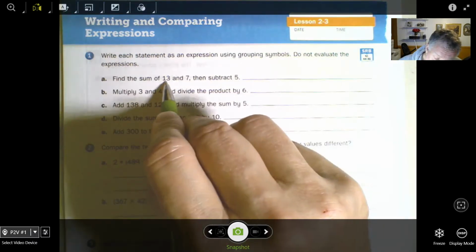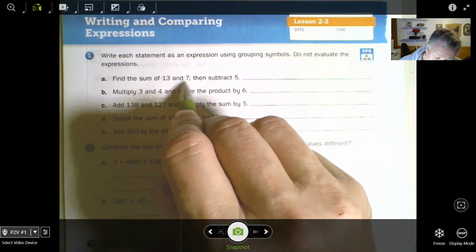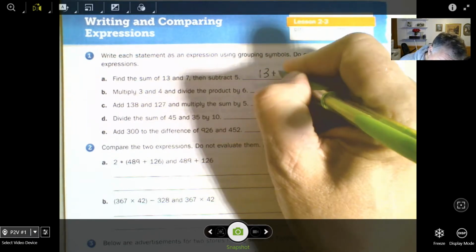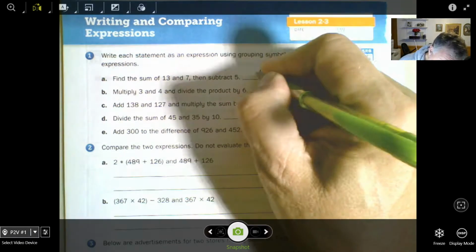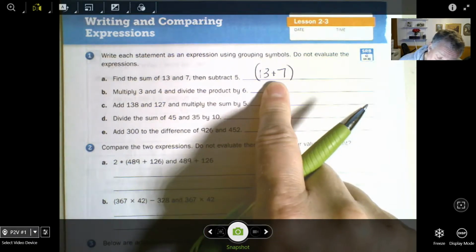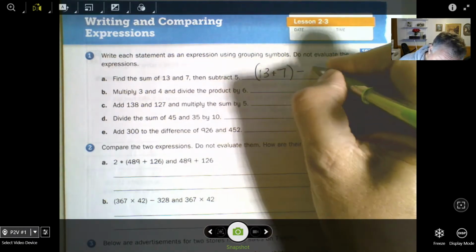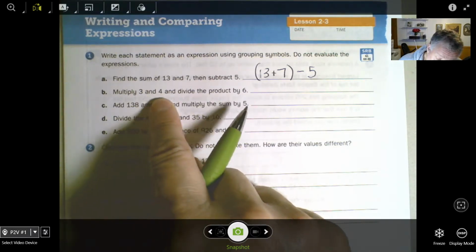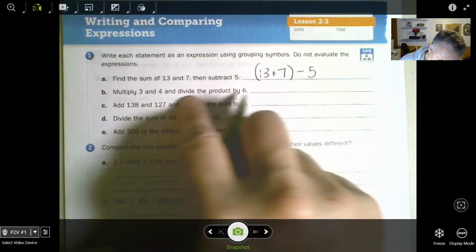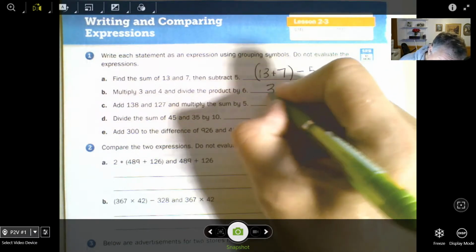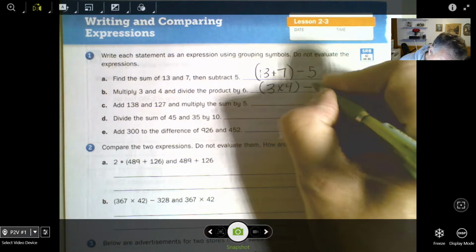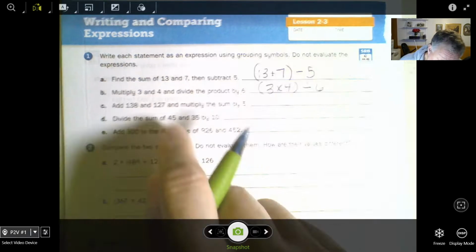Find the sum of 13 plus 7, 13 and 7. And then it tells us the word then. So that indicates something is being done first. Then subtract 5. Multiply 3 and 4 and divide the product. So we have to get the product first. So we'll multiply 3 and 4 and divide the product by 6.